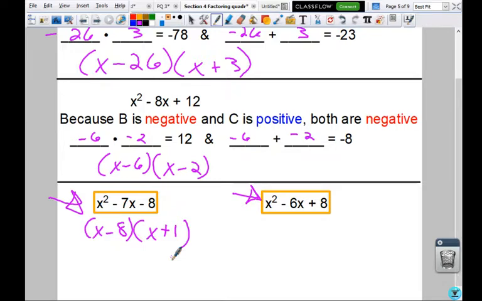Alright, what times what is 8 and adds up to negative 6? Do those add up to negative 6, though? So these multiply to be a positive but add to be a negative, right? So what are both numbers? No, they're both negative. So give me two negative numbers we can multiply to get 8. Negative 4 and negative 2. Negative 4 plus negative 2 is negative 6. We got what we need. x minus 4, x minus 2.